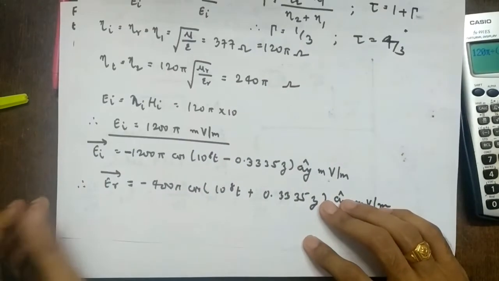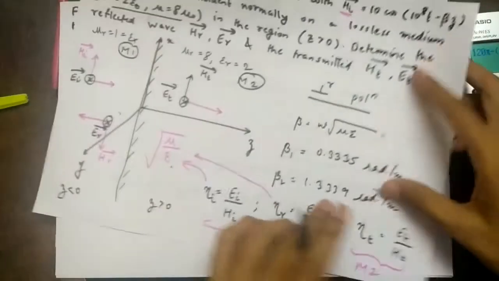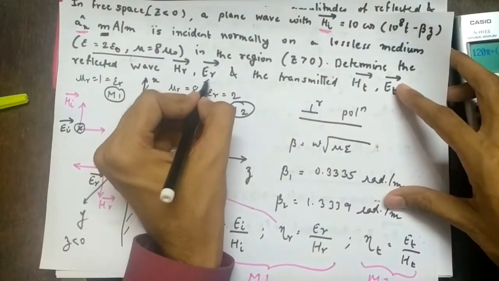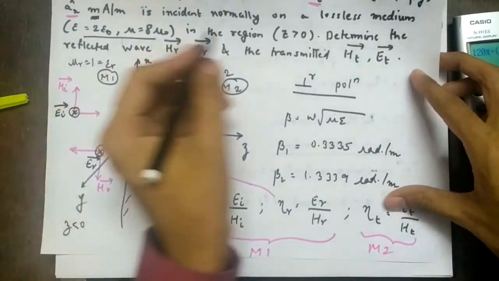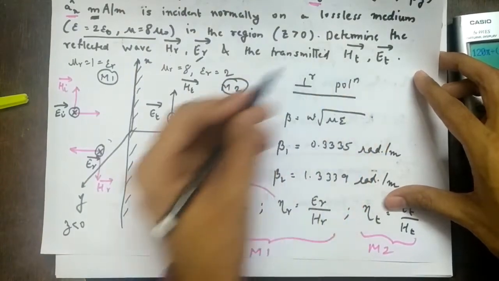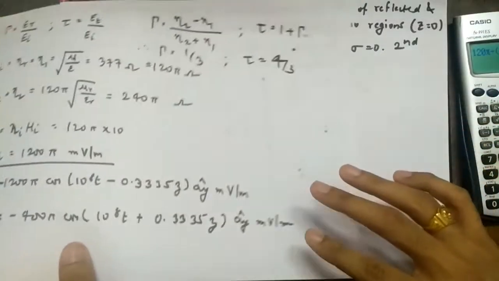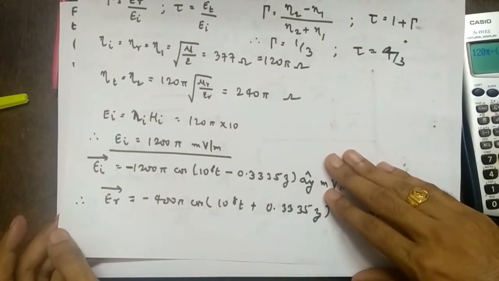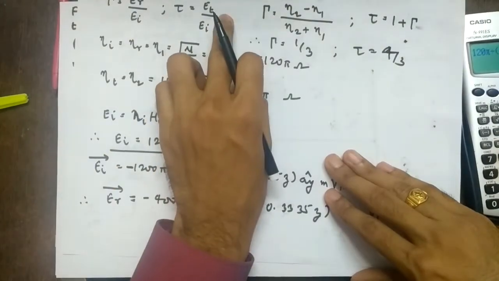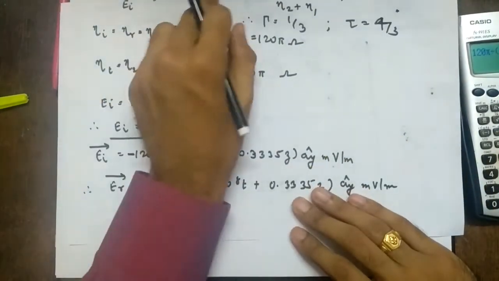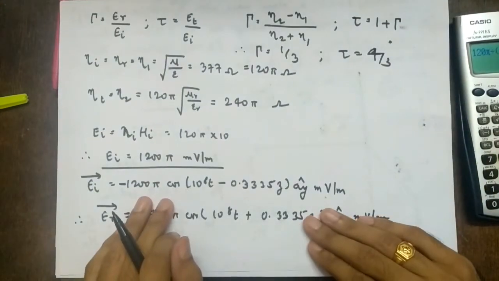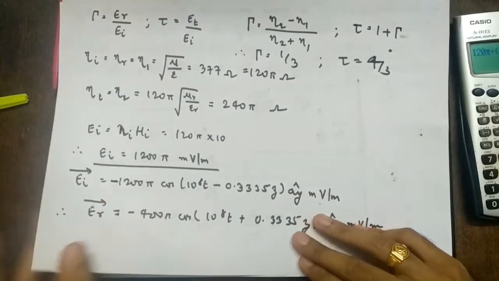Fine. So next what we have to find? We are done only with ER vector so far from what is asked. So what will be HR, HT and ET we have to find out. So what we have so far, let's see. We have tau, we have EI, so we can find ET now, right? So from ET we can get HT because eta is E by H also. So this is the way you have to think.